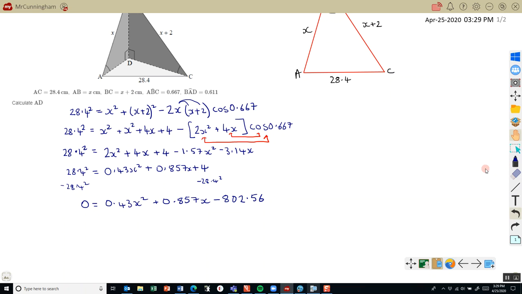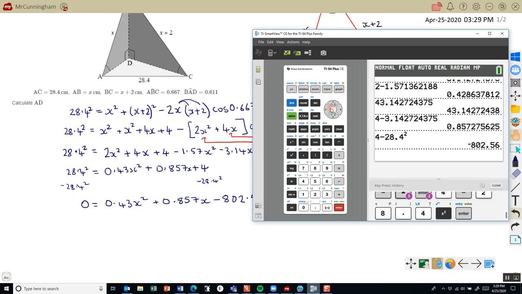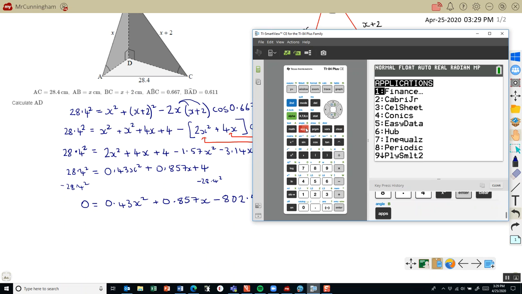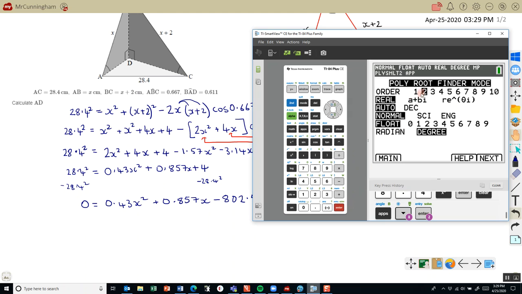So hopefully that made sense. In order to solve this using a calculator, because it is a calculator exam, we're not going to use a quadratic formula or anything like that. We're going to use our calculator. I'm going to do it on the TI-84 and on the Inspire. So on your calculator, you go to Apps, and you go down to PlySmlt. You hit Enter. And you can see there's other things. There's simultaneous equation solver, polynomial root finder, which is what we're going to use. So hit enter. This is order 2 because it's an x squared. You want real answers. You don't need to worry about these other things. It doesn't matter about radians or degrees either.